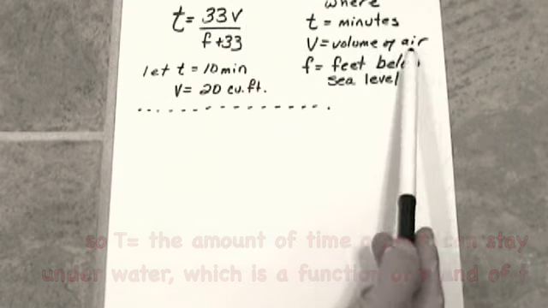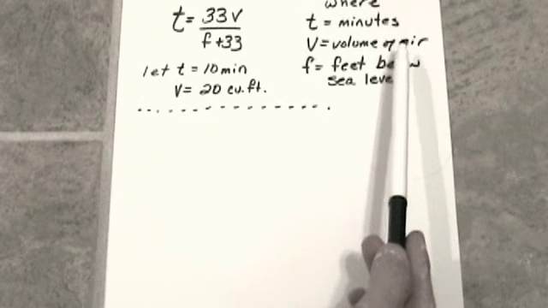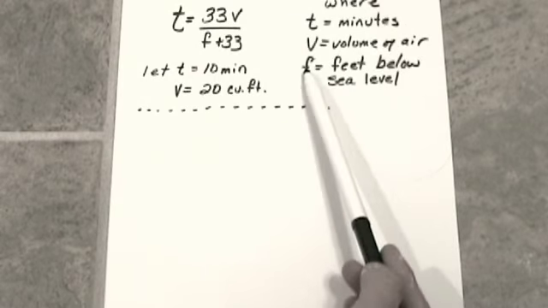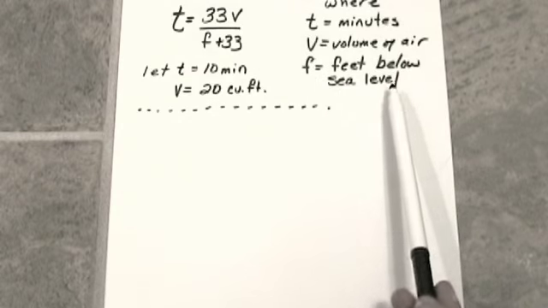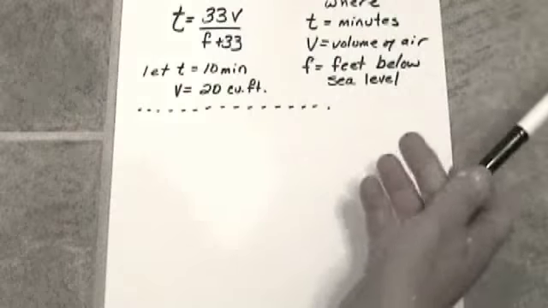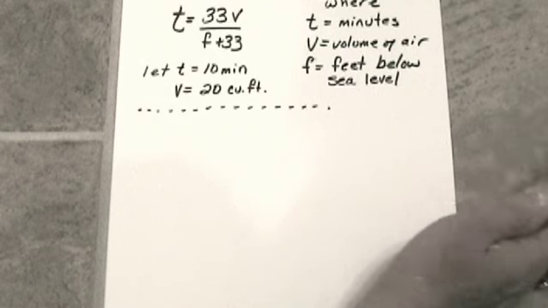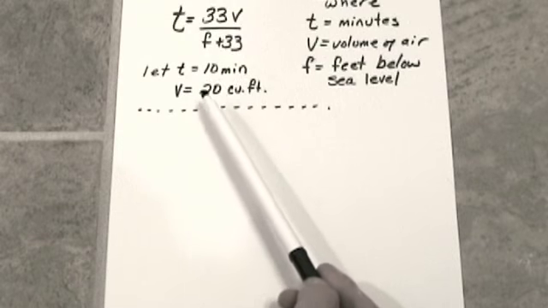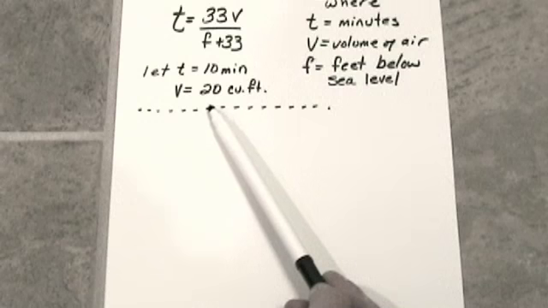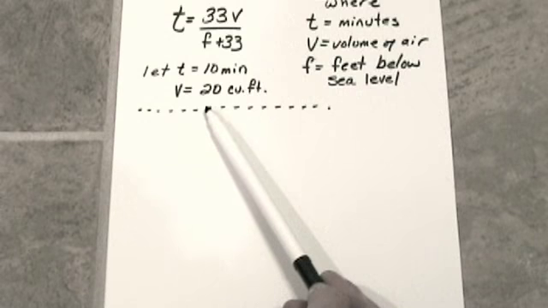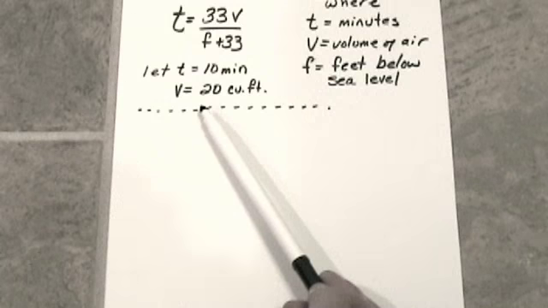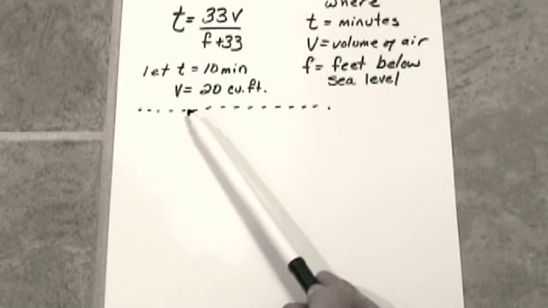V is the volume of air in their tank. Now, of course, that's compressed air. And F is the number of feet below sea level. All right, let's say we know that the diver is going to be underwater for 10 minutes. And he only has 20 cubic feet of compressed air left in his tank. Okay? This diver wants to figure out how far down he can go.